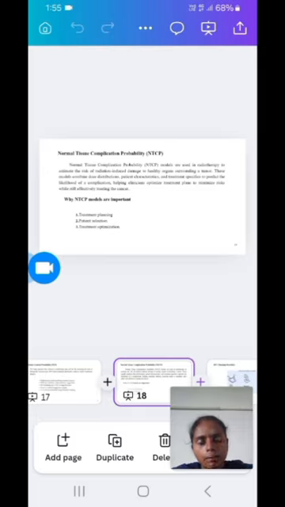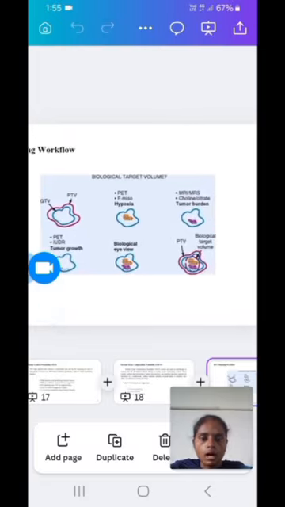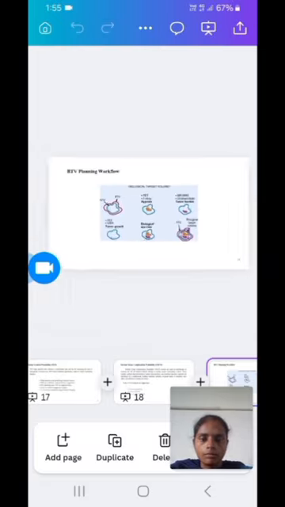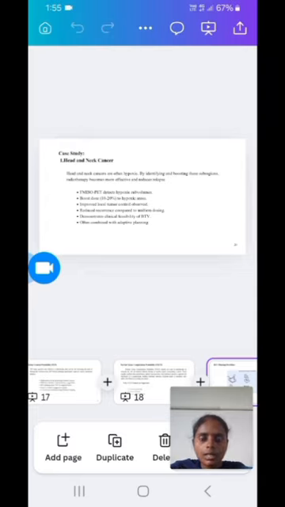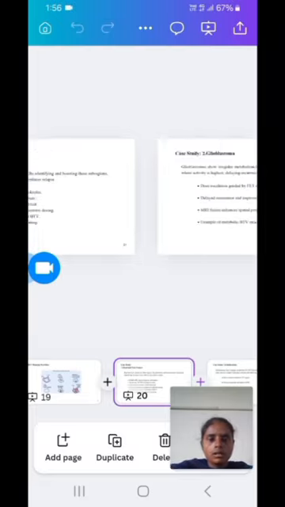Here are three important uses: treatment planning, patient selection and treatment optimization. The planning workflow has three steps. First, tumor growth, biological view and biological target volume. Case study: head and neck cancer. Head and neck cancers often have hypoxia, identifying subregions to boost. Radiotherapy becomes more effective and reduces relapse.